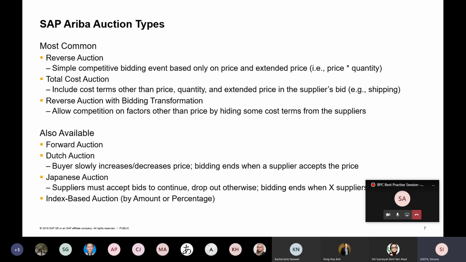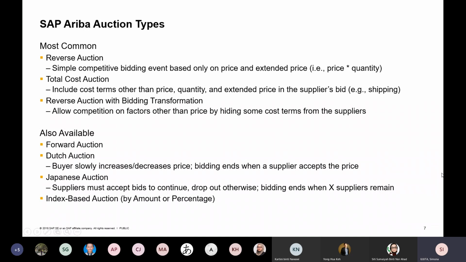The Japanese auction is the latest auction type that Ariba introduced, and we didn't have it until 2017. The Japanese auction, which comes from Japan and the automobile world, has suppliers who must accept a price threshold in order to continue. If they don't accept the price threshold, then they are dropped out. The bidding ends in a Japanese auction when a specific number of suppliers remain or when a price has been reached.